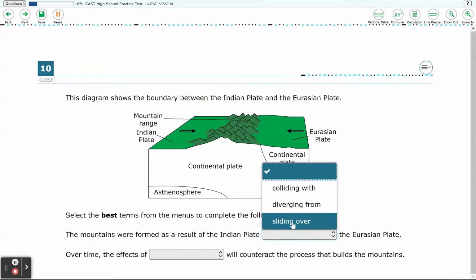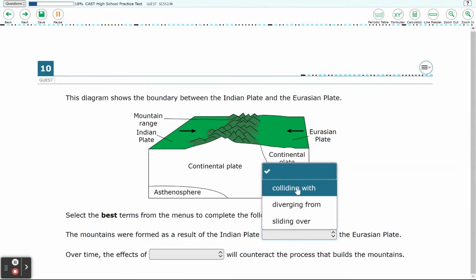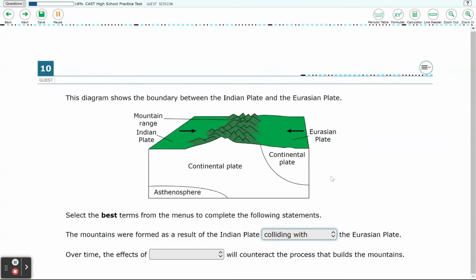Sliding over typically happens when you have an oceanic plate that's heavier and more dense sliding under a continental plate. But since they're both continental plates here, they're just going to flat out collide. And that's what's going to form these mountains. As it's mentioned here, the mountains were formed because they're colliding.